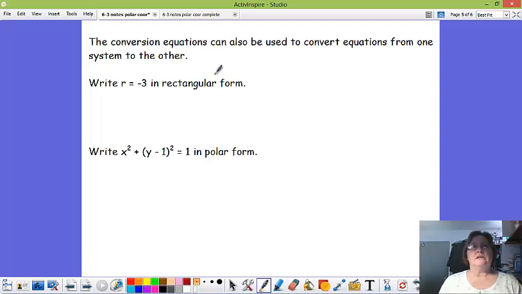Okay, the conversion equations that we've used so far today can also be used to convert polar equations to rectangular and back and forth. And when we say conversion equations, these are the things that we're talking about. That r squared is equal to x squared plus y squared. That x is equal to r cosine theta. And that y is equal to r sine theta.